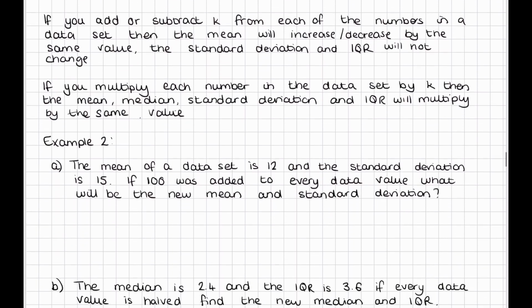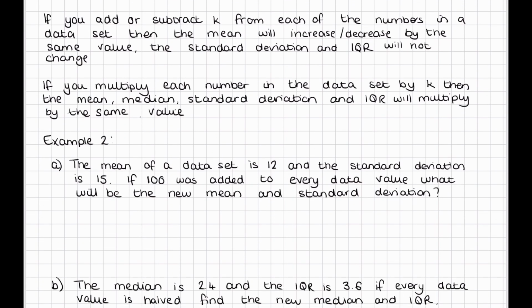Last little part here, to be aware of that sometimes you may be asked to add or subtract a value from each of the numbers in a data set, and we need to know how that will affect our mean, median, standard deviation and variance. So if we add or subtract k from each of the numbers in a data set, then the mean will increase or decrease by that same value. And that is the same for the median. And the standard deviation and interquartile range would not change because the spread of data is still the same.